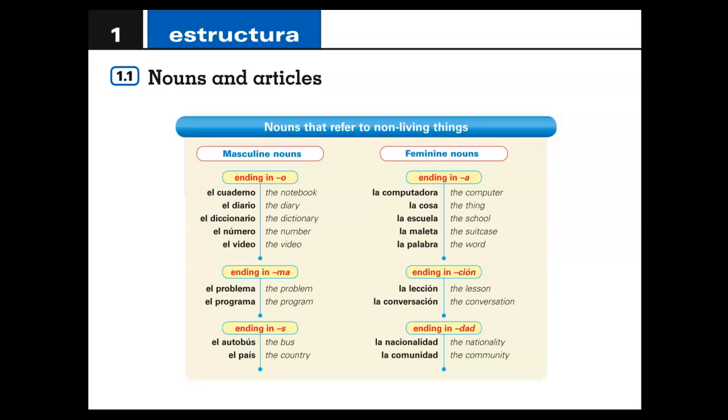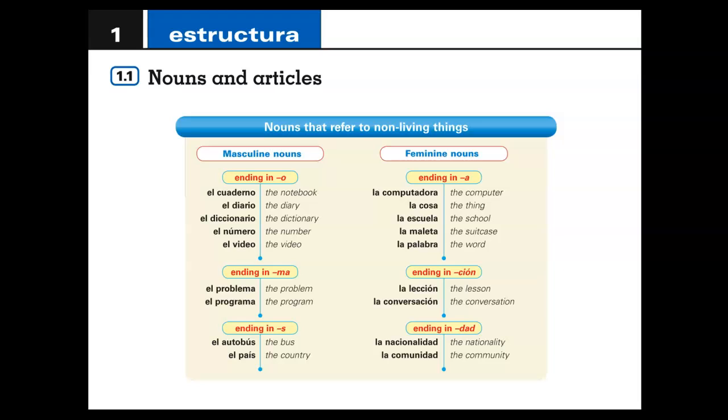So here are nouns that refer to non-living things. A lot of these, again, are found in your vocab. So you have other endings. We already went over the O. MA is also a way to figure out if it's a masculine noun. So el problema, el programa, and then also S. So el autobús, el país. So these are all hints on whether this noun is feminine or masculine.